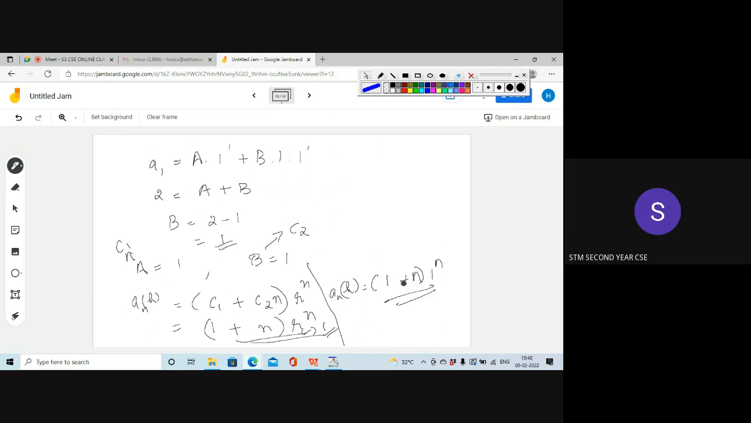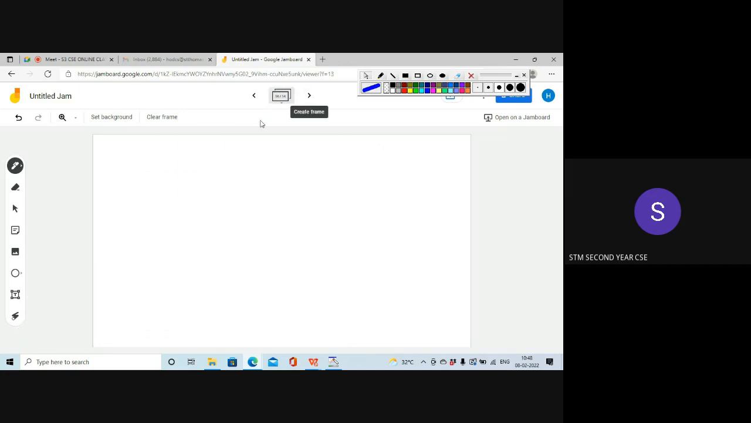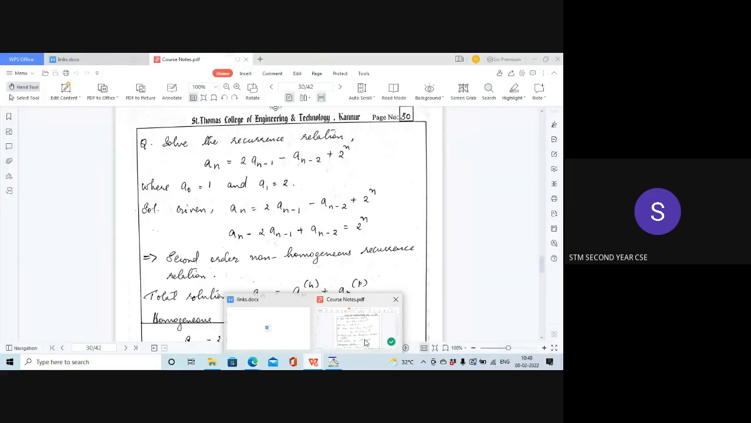This turns out to be 1 plus n, but here since it is in the power of n, we are just putting it as such. Then next, let us go for the particular solution. Let us solve for the particular solution. This is given in the notebook. Okay, this question is there in the notebook. This is given here.